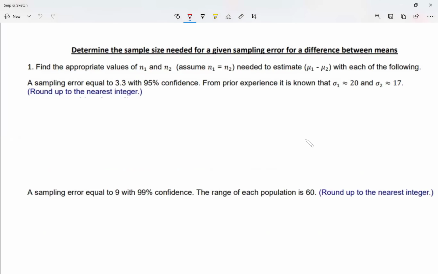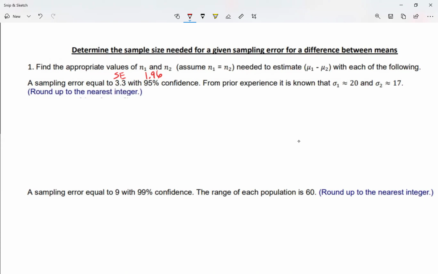Okay, so we talked about sampling error before, right? I call it SE for sampling error, with a 95% confidence interval. I'm using the Z-score. My Z-score for 95% is 1.96. Now, from prior experience, it is known that the standard deviation of sample 1 is about 20, and the standard deviation of sample 2 is 17. Round up to the nearest integer.